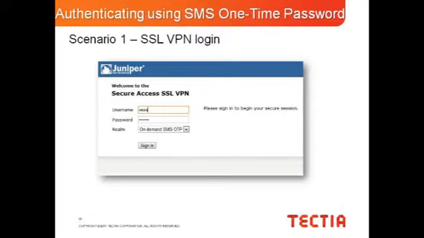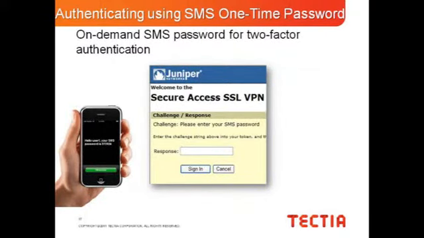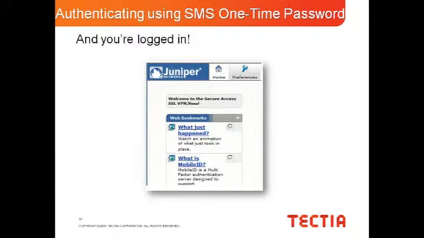So, looking at a real-life scenario. This is a Juniper SA series SSL VPN login screen. I type in my username and password, press sign in. My phone beeps and the dialog changes to please enter your SMS password. I key in 573924, press sign in, and I'm done.